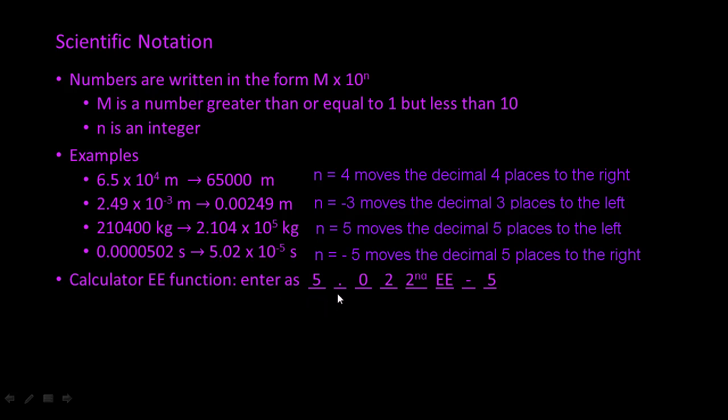5.02. The second button, the EE button, the negative button, and 5. Your calculator will treat this as one number instead of a series of math operations. So this is fewer keystrokes than if you entered 5.02 times 10 to the exponent negative 5. And so fewer keystrokes, it's quicker, less likely to make errors.